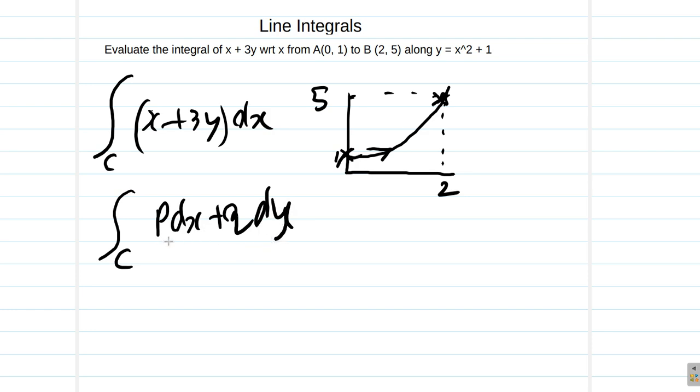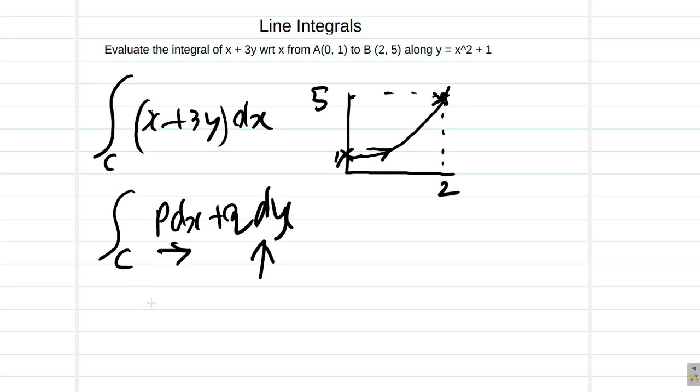where P is a function that takes place in the x direction, and Q is another function taking place in the y direction. The dx is changing x, so it goes left and right. Dy is a change in y, so it goes up and down. All right. However, looking at this, it only has dx.